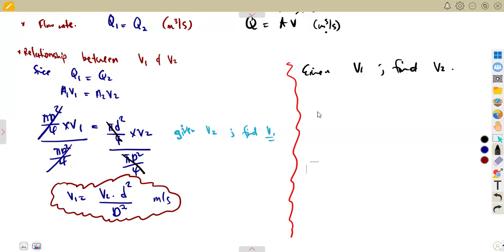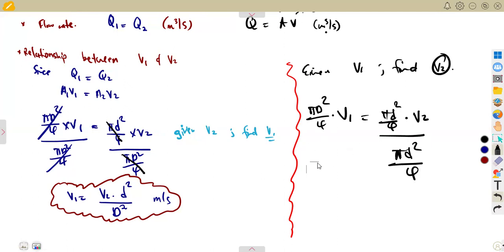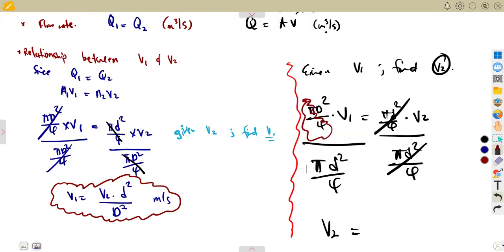Remember, we said from that stage, pi d squared over 4 times V1 is equal to pi d squared over 4 times V2. This time we need to find V2. So we're going to divide by pi d squared over 4 on the right-hand side. So this will cancel, and we are left with V2. Just like the previous case, the pi over 4 and the pi over 4 will cancel. We are left with V1 times d squared over d squared.